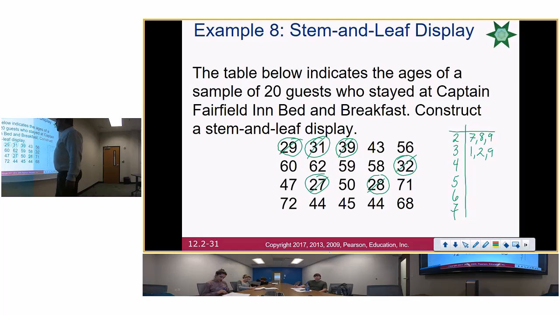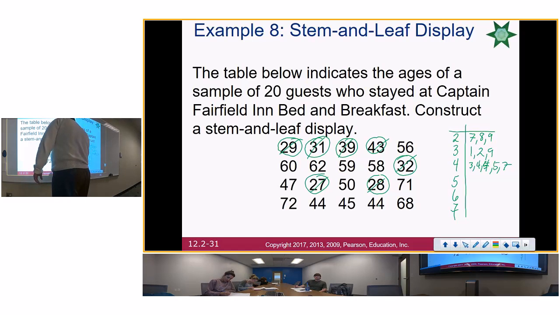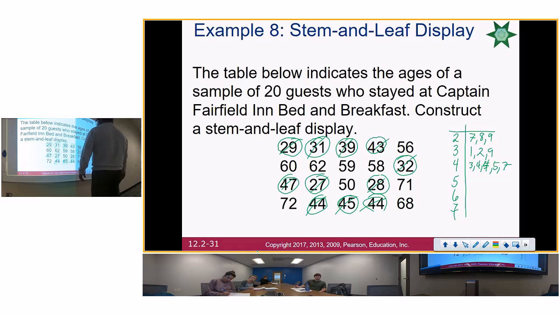Okay, now 40s. I already see a 43. I see a 43, a 44, a 44, and a 47, and a 45. So 43, 44, 44, 45, and 47. Y'all check me. Yeah, that's right. And then 50, I got a 50, there's a 0. And then a 58, a 56, 58, 59. That's why it's easier to put them in order. 0, 6, and 8.